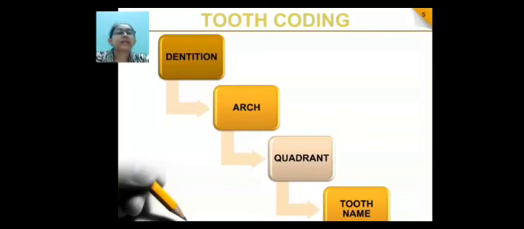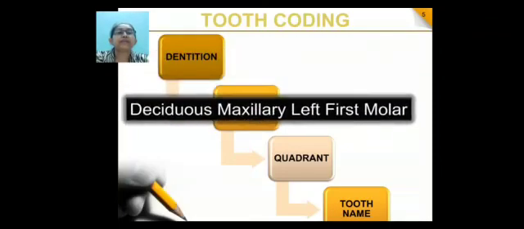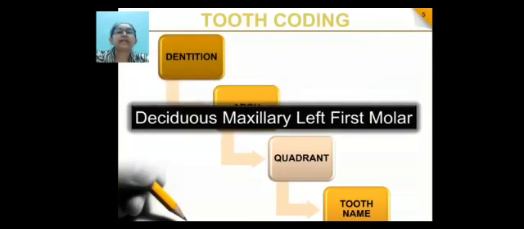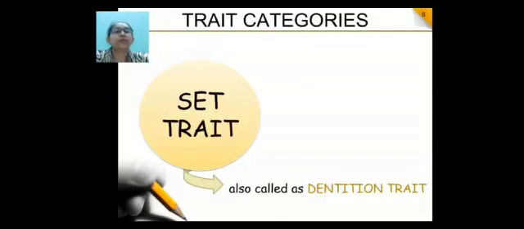So let us take an example here. We can see that we have identified the dentition, that is deciduous, then the arch as maxillary, the quadrant as left, and the tooth as first molar. This is tooth coding. Now following this, let us understand what exactly the triad categories are.